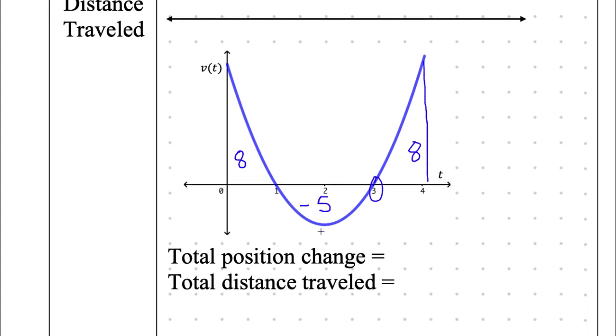21. Exactly. So total distance traveled is 21. But how do we say that in terms of an equation? Because it's nice to say, oh yeah, the answer is here. But is there a general way that we can say that?